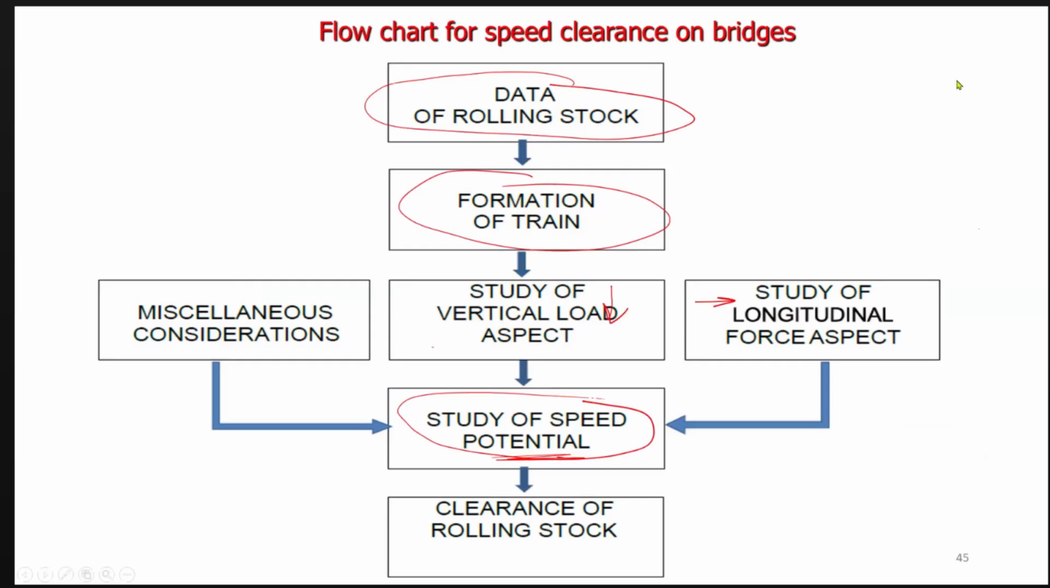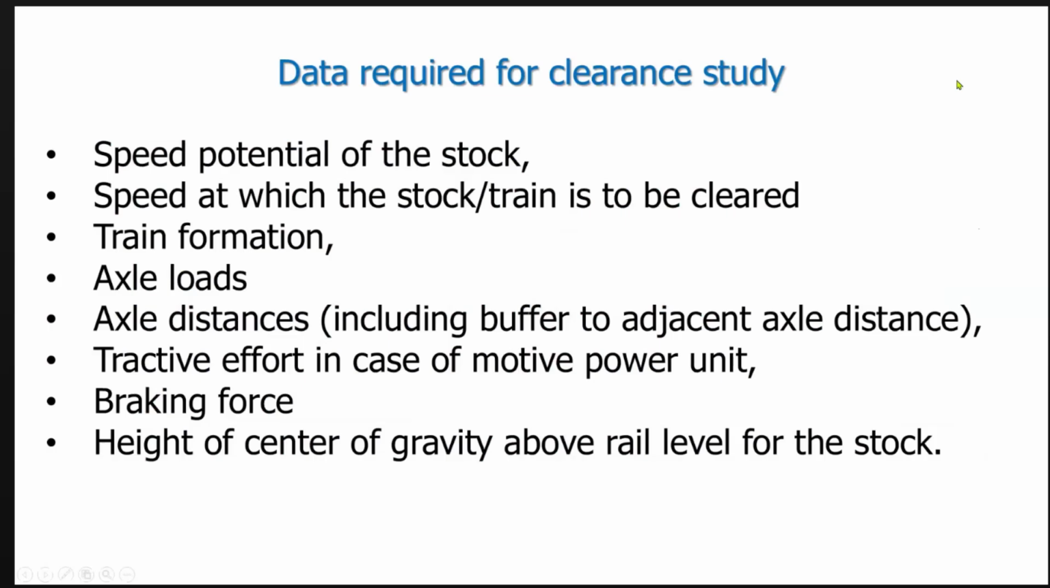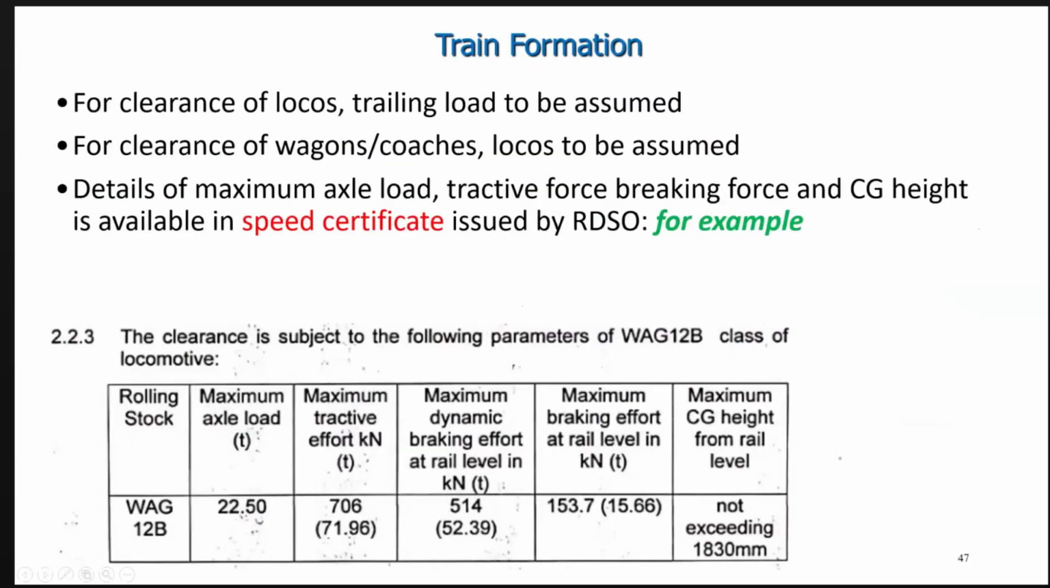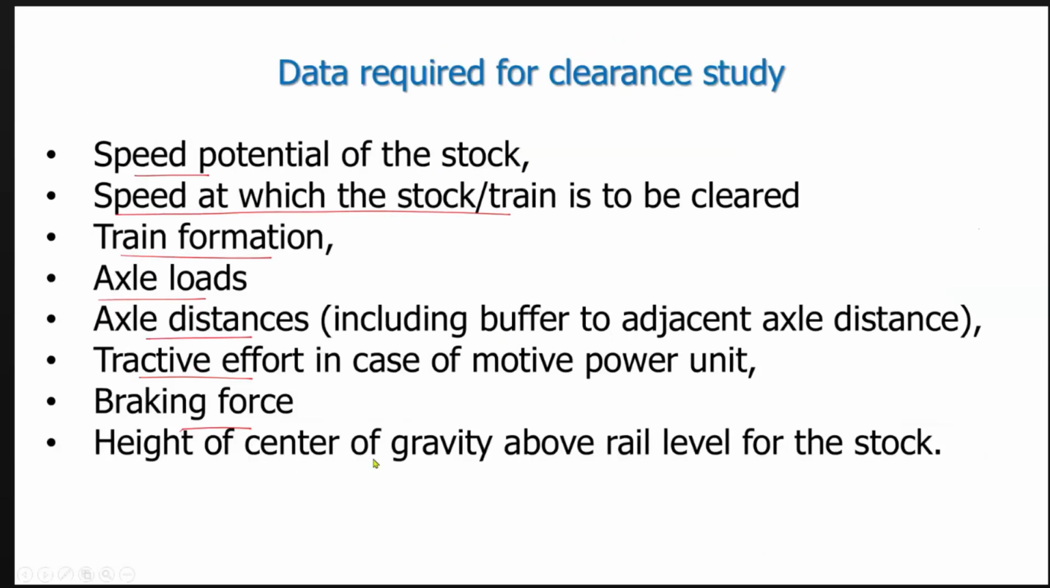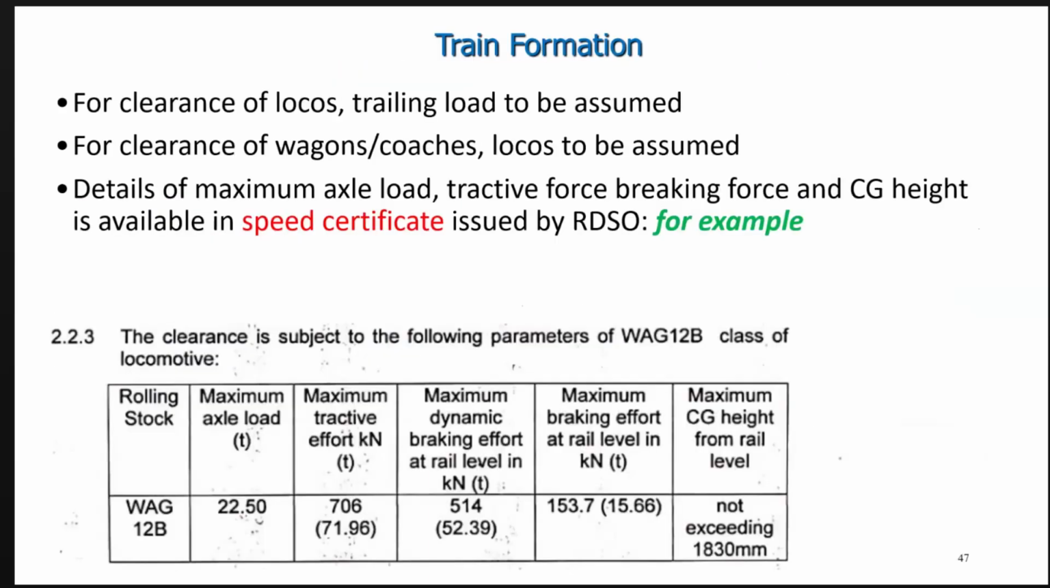Okay. So what are the data required for clearing of a stock? Like speed potential of the stock, speed at which the train is to be cleared, train formation, axle load, axle distance, tractive force, braking force, and height of the CG of the rolling stock. Most of the data we get from the speed certificate. For the clearing of the loco, trailing load is to be assumed; for clearing of wagon or coach, locos are to be assumed.